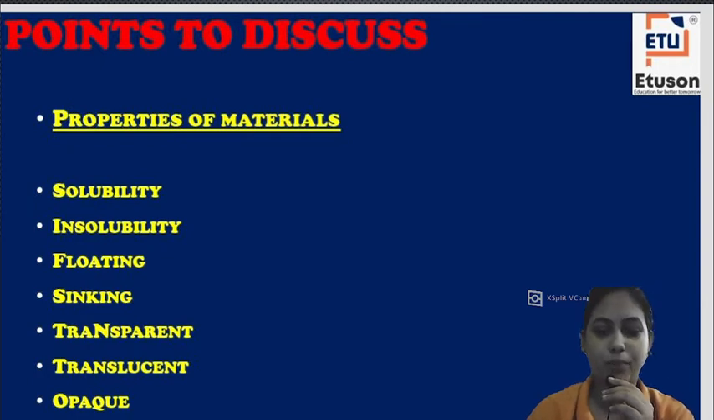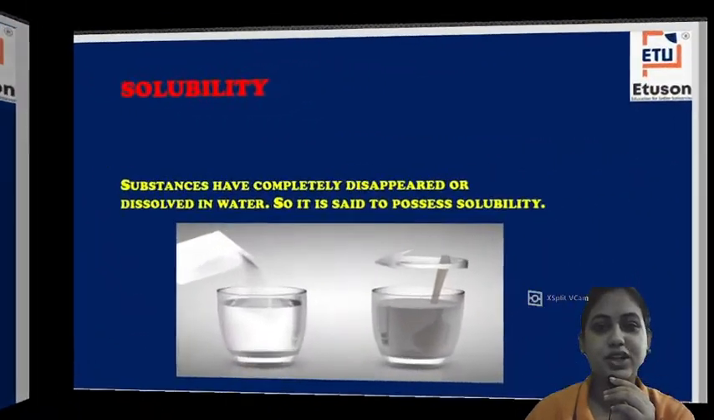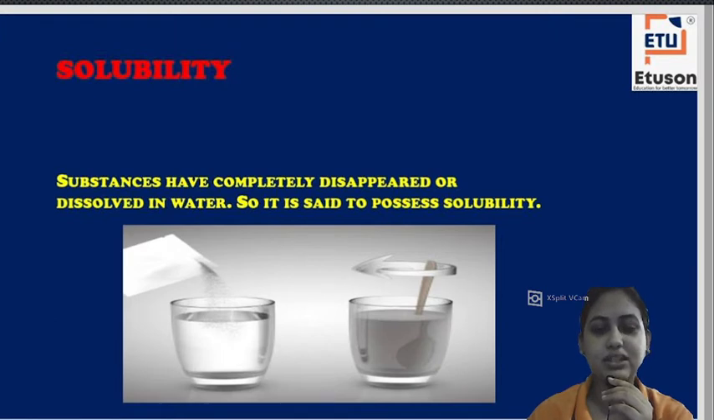Moving on to the topic, we will first study solubility. The solubility concept comes from particles getting dissolved into a solution or completely disappearing in it. Substances which have completely disappeared or dissolved in water are said to possess solubility. In this picture we can see that when we add salt or sugar to water and stir it for some time, the substance completely disappears, that is, it is completely dissolved in water. In this case it is said to possess solubility.